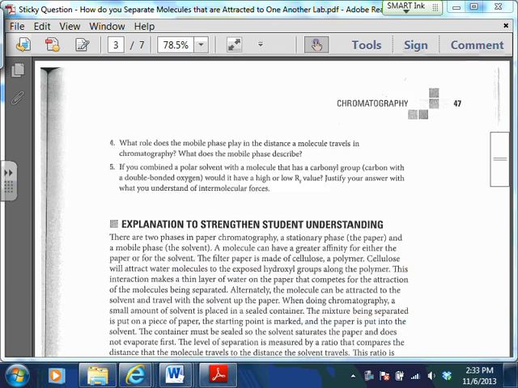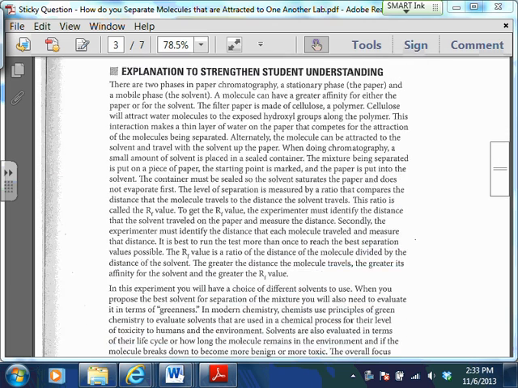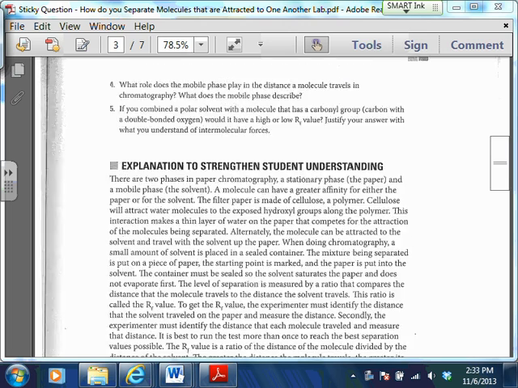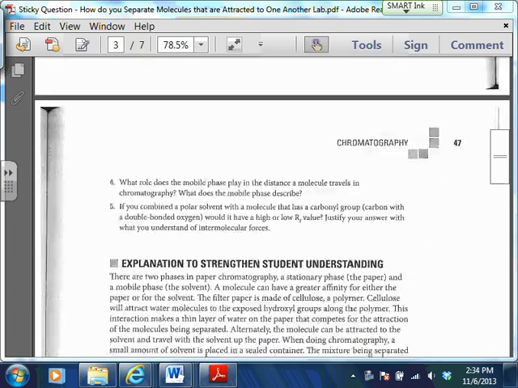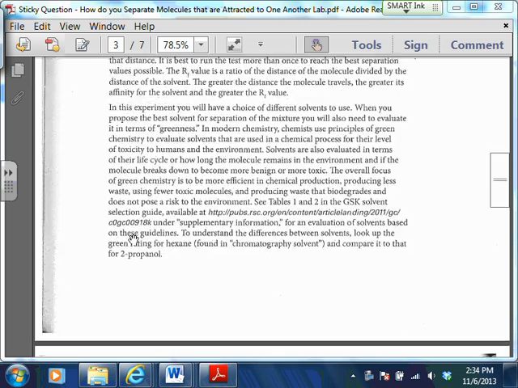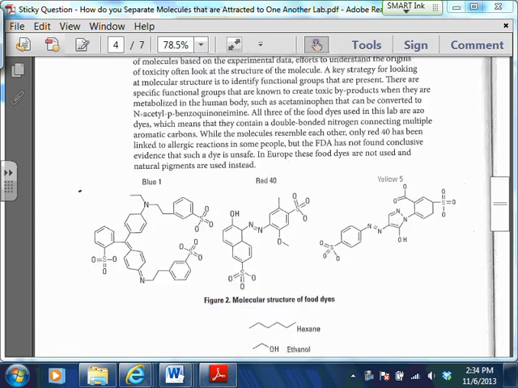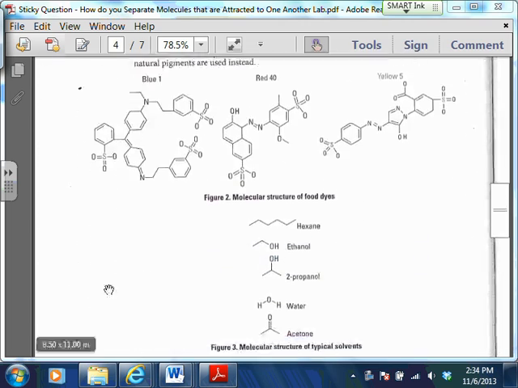Maybe not, but as I mentioned before, the explanation to strengthen student understanding should help you out with the pre-lab questions. If you have issues with those, you can come talk to me if you're still not sure how to answer some of them. There's a lot of explanation here.